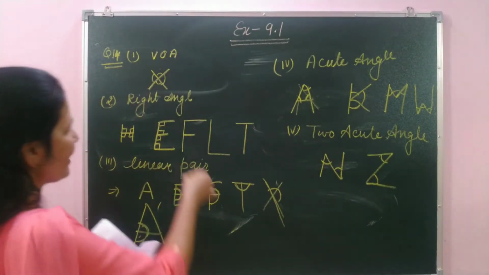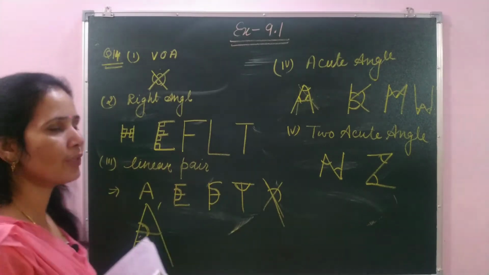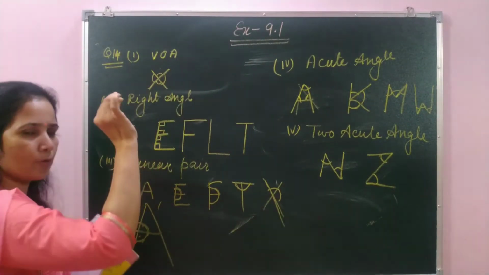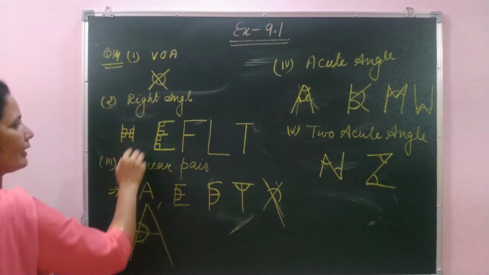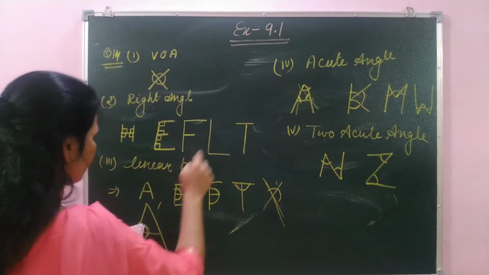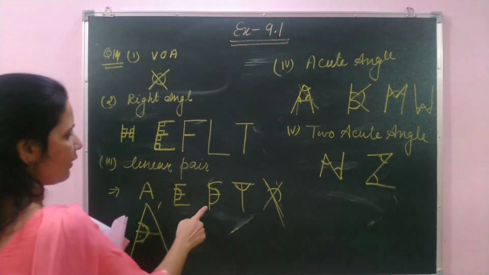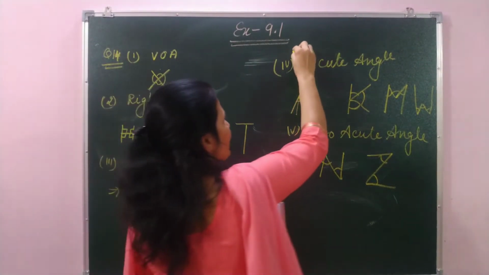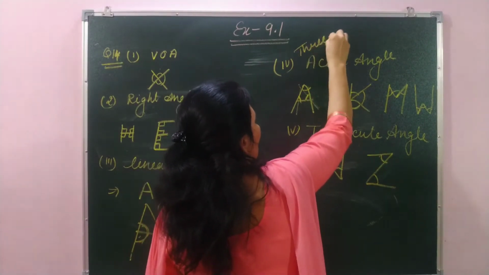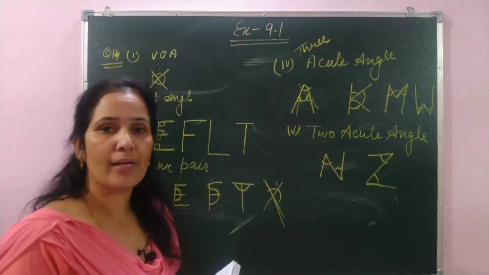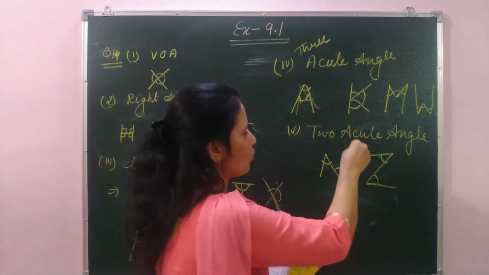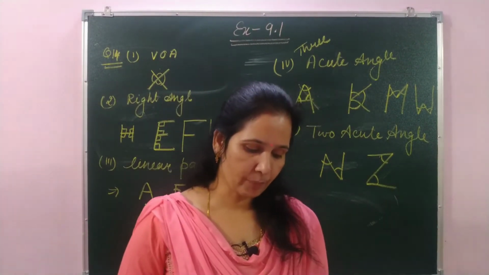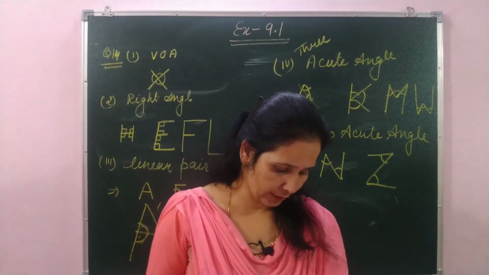So students, by these English alphabet letters we have learned about the angles. In the first alphabet we learned vertically opposite angle, that is X, right angle, linear pair, and A. Then three acute angles are shown by A, K, M and W. Then two acute angles, that is N and Z.